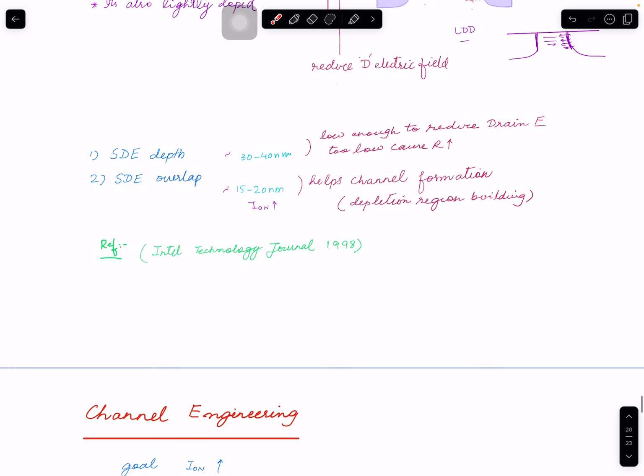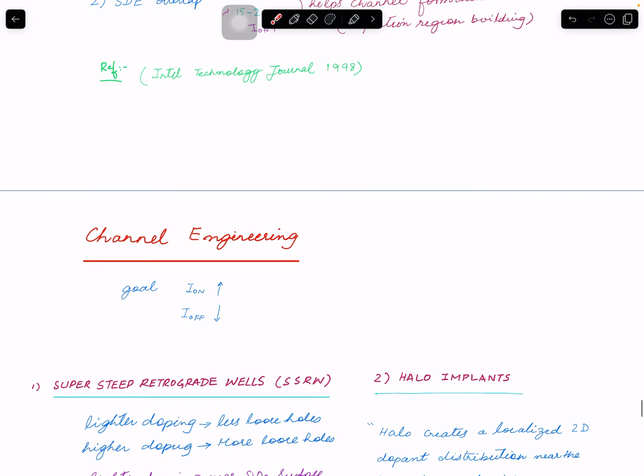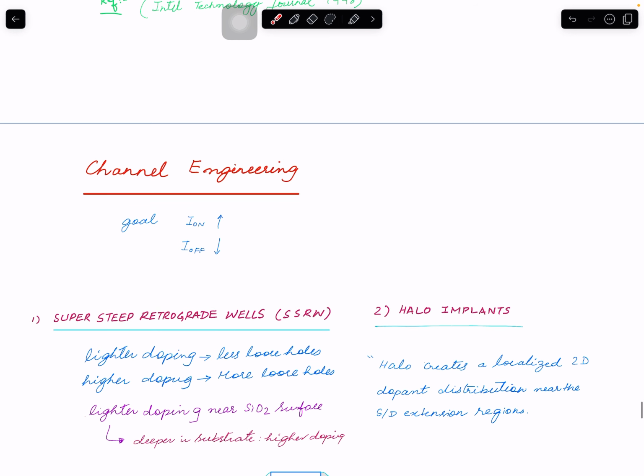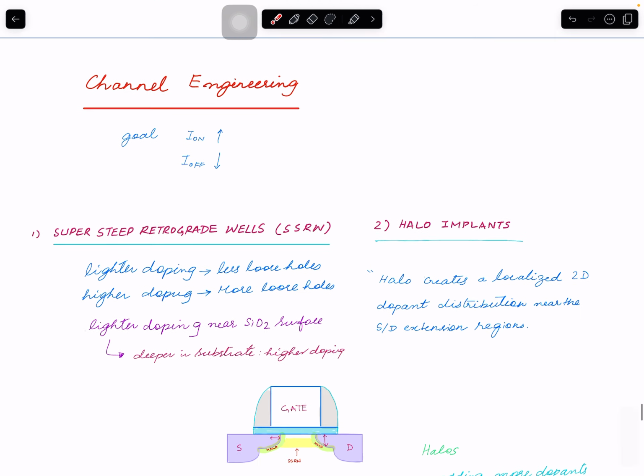By the way, a very good explanation, especially of these numbers, is in the Intel Technology Journal from 1998, and that's where I took these numbers. They explain these things pretty well. The final thing is channel engineering.